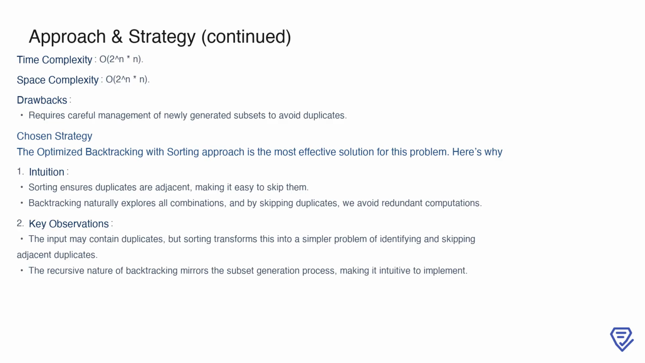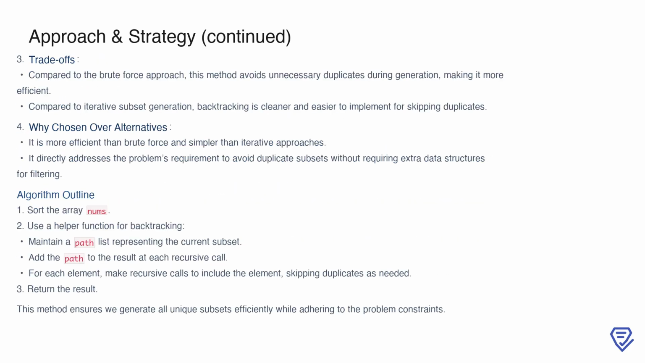The recursive structure aligns naturally with the subset generation process, making it intuitive to implement and efficient in practice. When evaluating the trade-offs, the optimized backtracking approach clearly outperforms the brute force method by eliminating duplicates during the generation process itself, rather than requiring post-processing. Compared to the iterative subset generation method, backtracking is cleaner and more straightforward, especially for handling duplicates. This makes it the preferred choice for solving the problem.